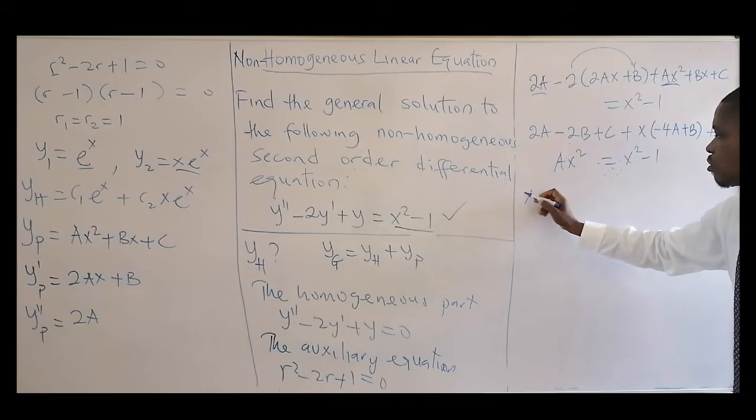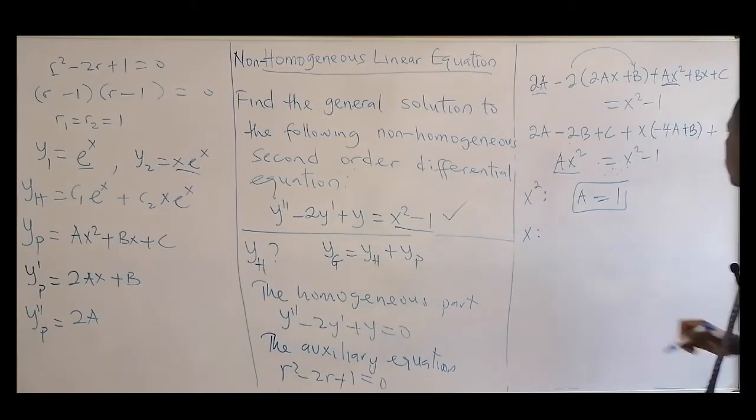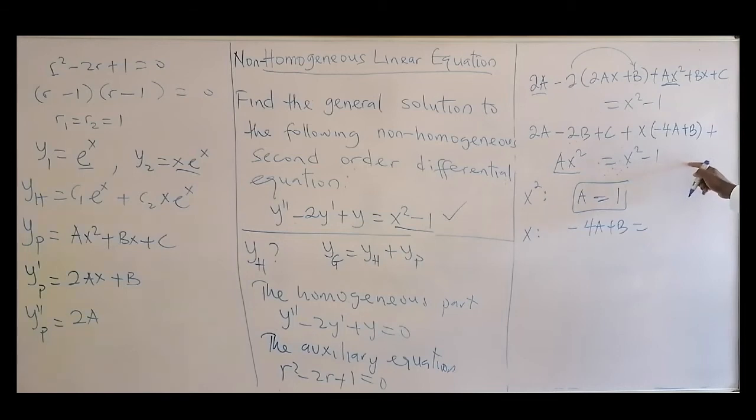So equate coefficients. The coefficient of x squared is a here. On the right hand side, the coefficient of x squared is what? Is 1. So a is 1. That's one thing. Okay, then the next one, can we equate the coefficient of x? Okay, the coefficient of x is what? Minus 4a plus b. And the coefficient of x on the right, you don't have it here. That's 0. Okay, already we have a. That's minus 4 times a, that's times 1. That's minus 4 plus b equal to 0. So b is what? b is 4. So we got a, we got 4.